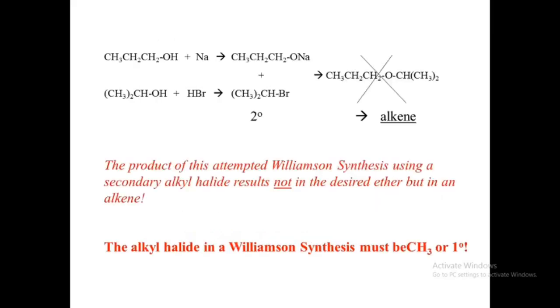Now let us consider what happens when we use secondary or tertiary alkyl halides. In the next example we are using primary sodium alkoxide and secondary alkyl halide, and in this case the product is not ether but the product is an alkene.